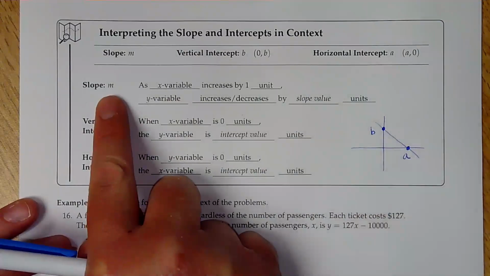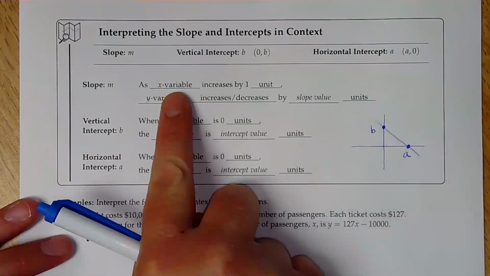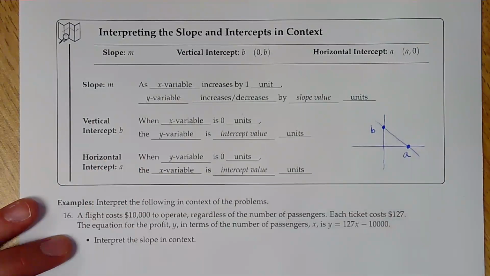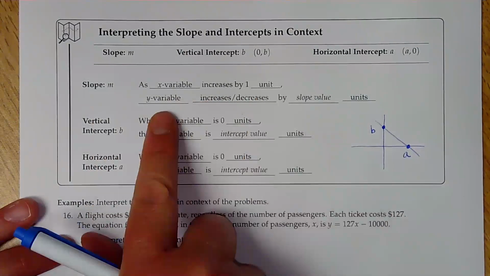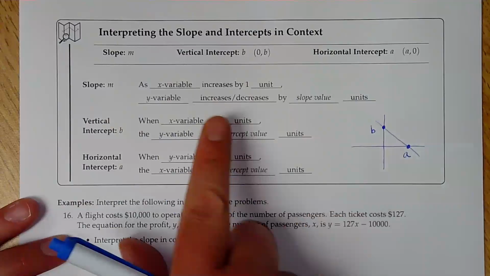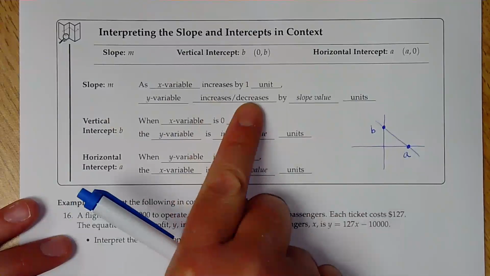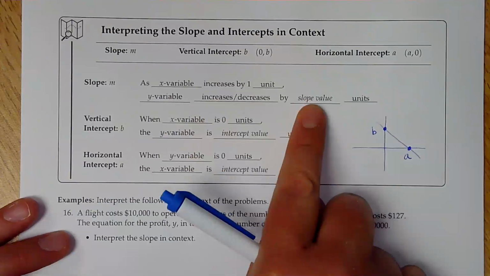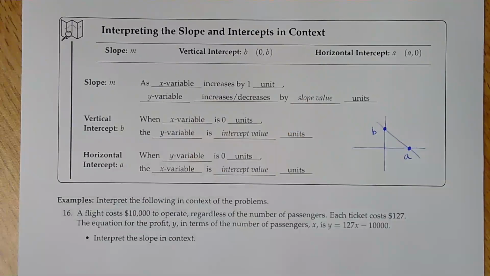Our interpretation of the slope is along these lines: as our x variable, and so you would replace your x variable with what it actually is in words, increases by 1 unit, our y variable is either going to increase or decrease by the slope value. So we would choose increasing if our slope is positive, and decreasing if our slope was negative. And then you always put the slope value in here without a negative sign. So it's kind of the absolute value of the slope.